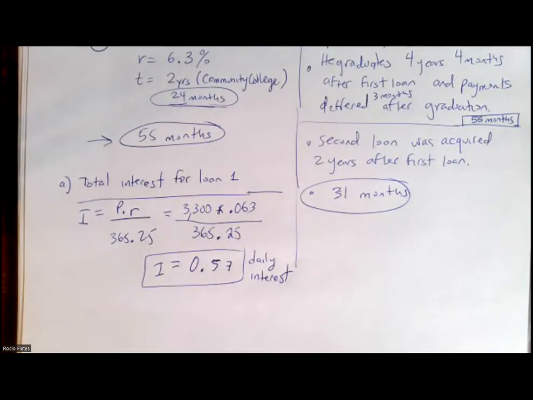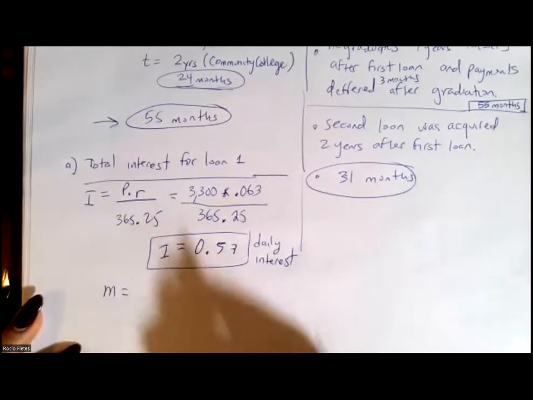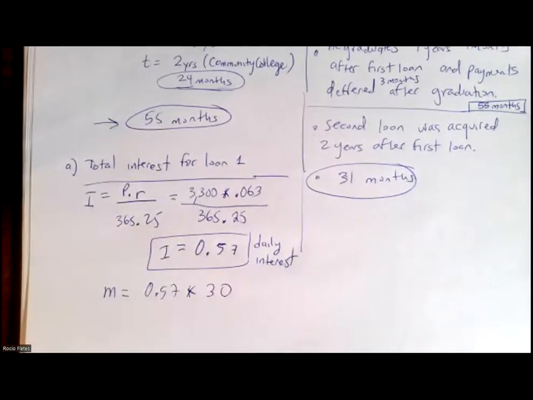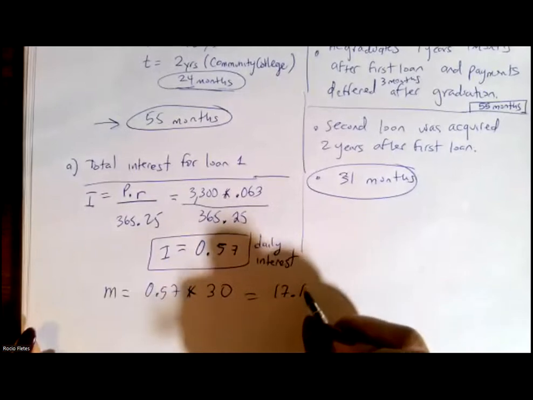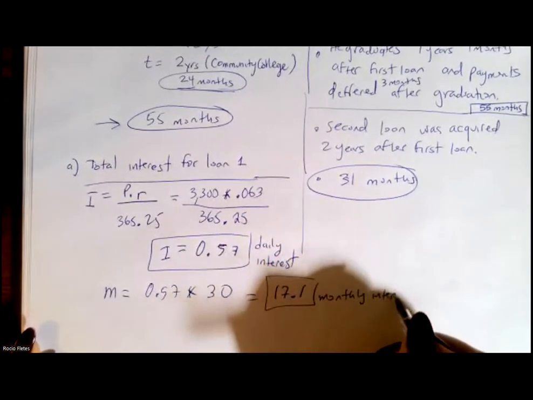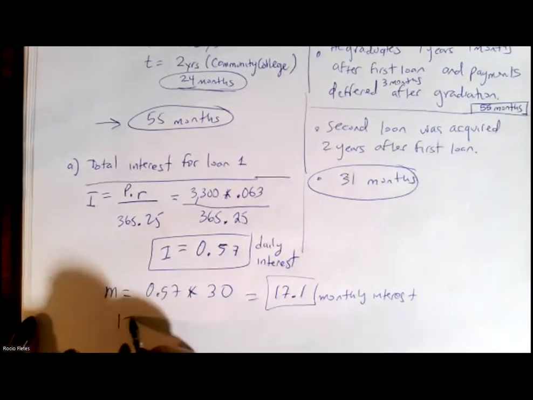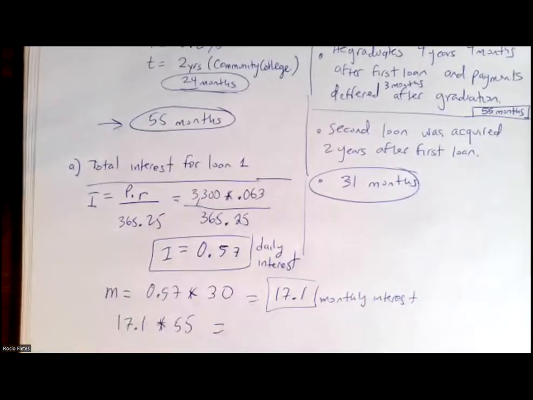Now you're going to multiply that times 30 to get the monthly interest. So 0.57 times 30. And that gives you 17.1. This is monthly interest. And then to get the total interest, remember you have 55 months, so you're gonna take 17.1 times 55 for the total interest.